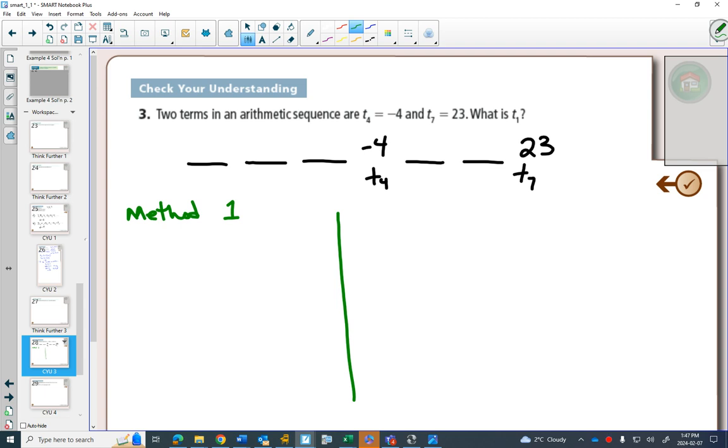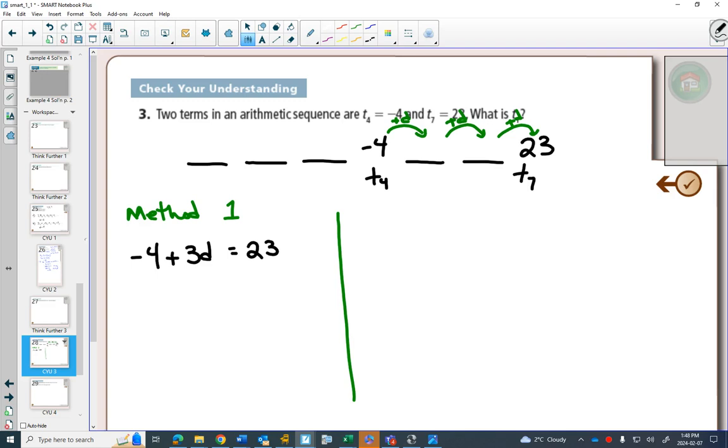Method 1 says that if I started here, I would have to add whatever d is to get to the next one. And then I would add d again to get to the next one. And then I would add d again and get to 23. So using that as a visual, I could write an equation saying that if I had -4 and I added d 3 times, it's going to equal 23.